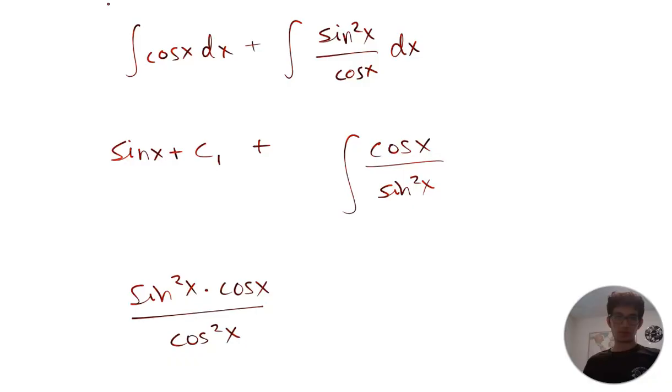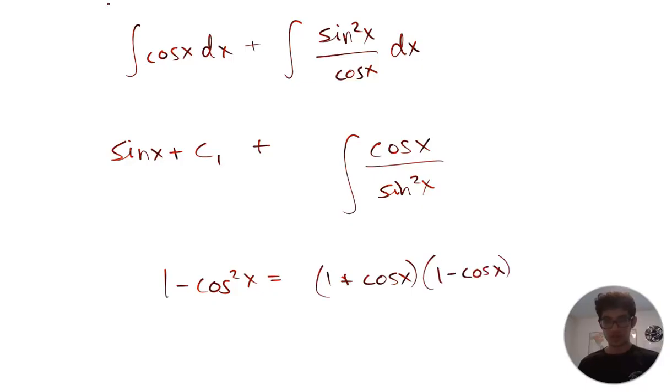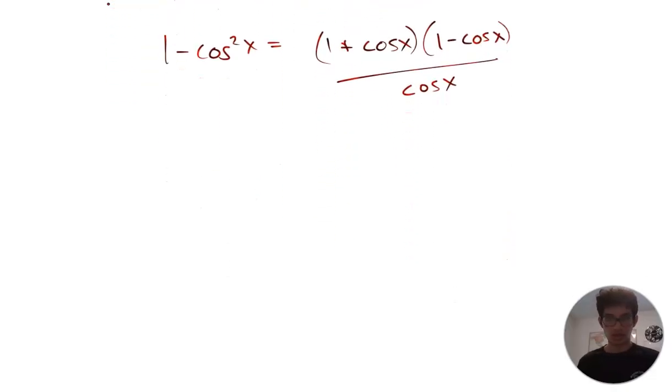Right? And now, alternatively, okay, so let's see. Perhaps we can do something like this. It is 1 minus cosine squared x, but we'll write this as 1 plus cosine of x times 1 minus cosine of x, over cosine of x. And now this should hopefully be a little bit easier for us. Or is it?